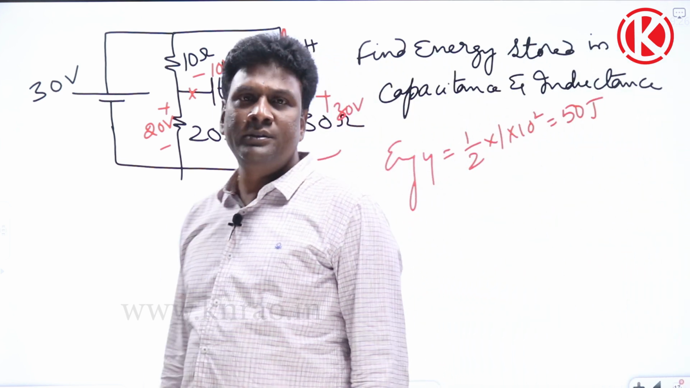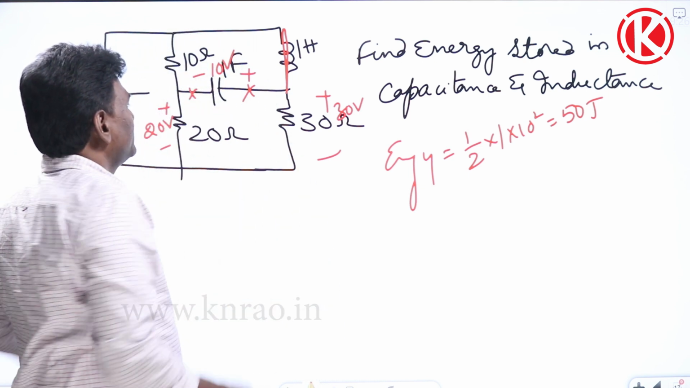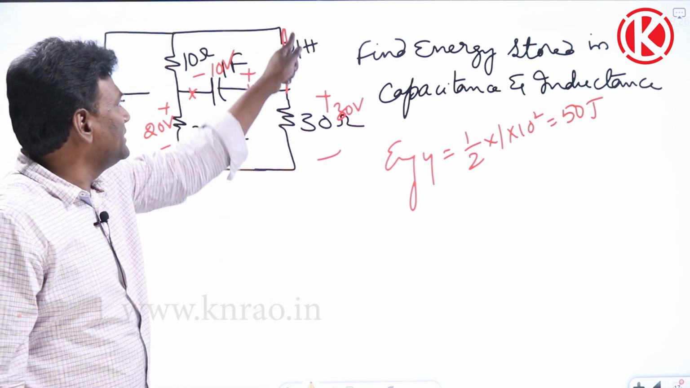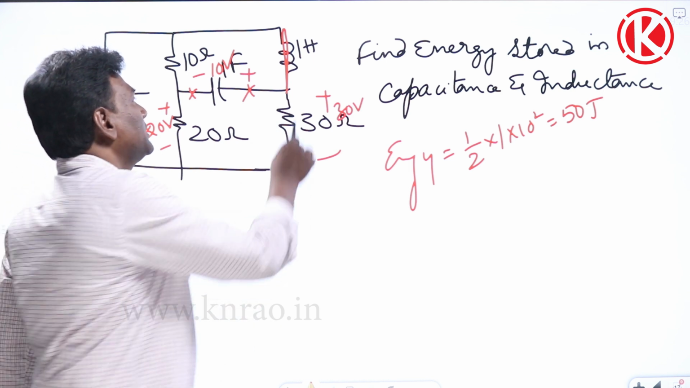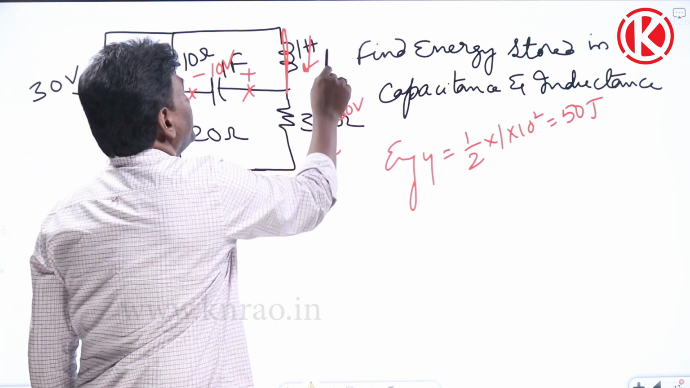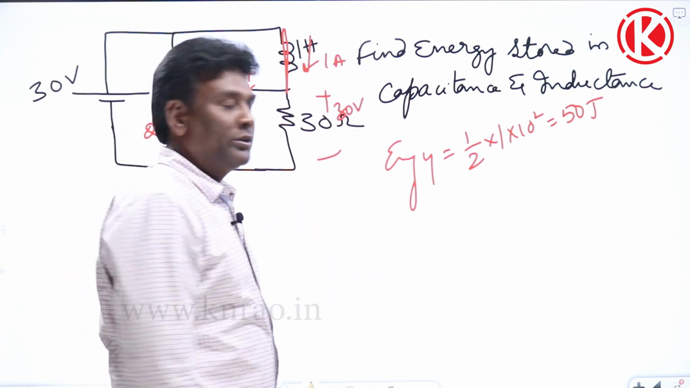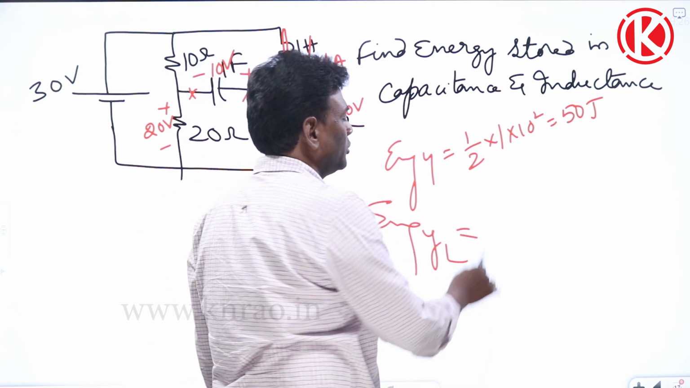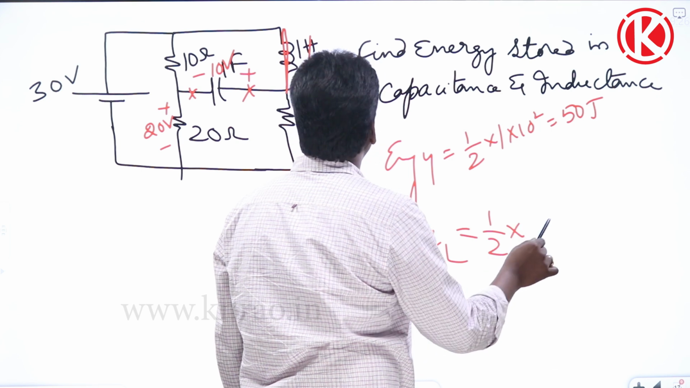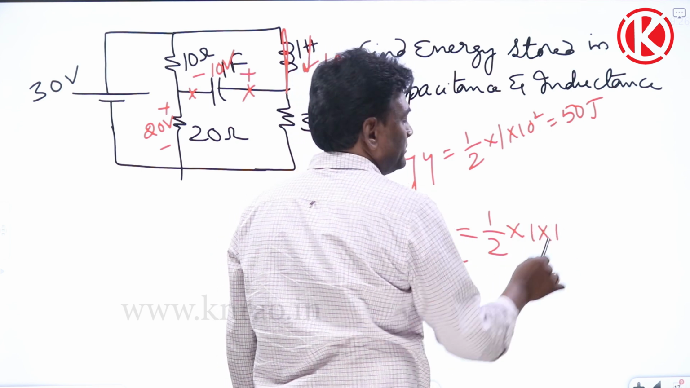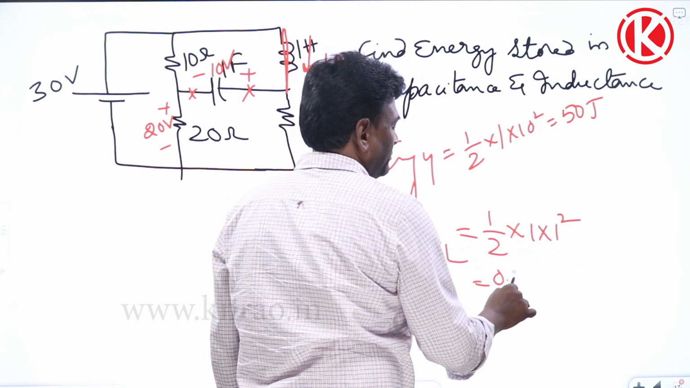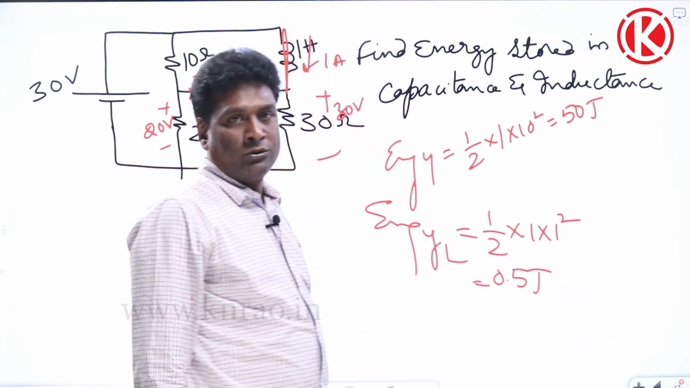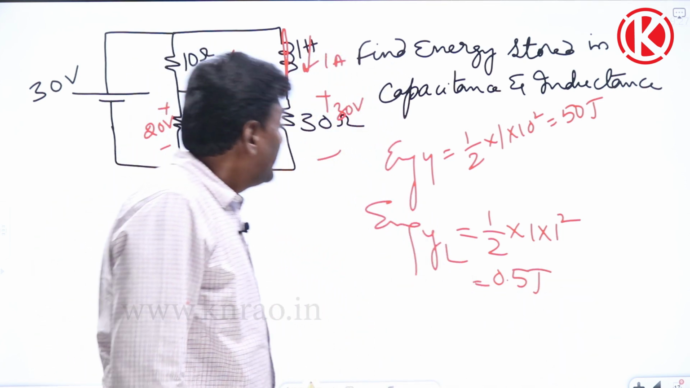Now let us think of inductance. Now in inductance, this is open circuit. Current will go, this is short, it will go like this. How much would be the current here? Because it is half Li square, it is going to be 1 ampere. So energy stored in inductance is going to be half L, 1 Henry, I, 1 square, is going to be 0.5 joules.